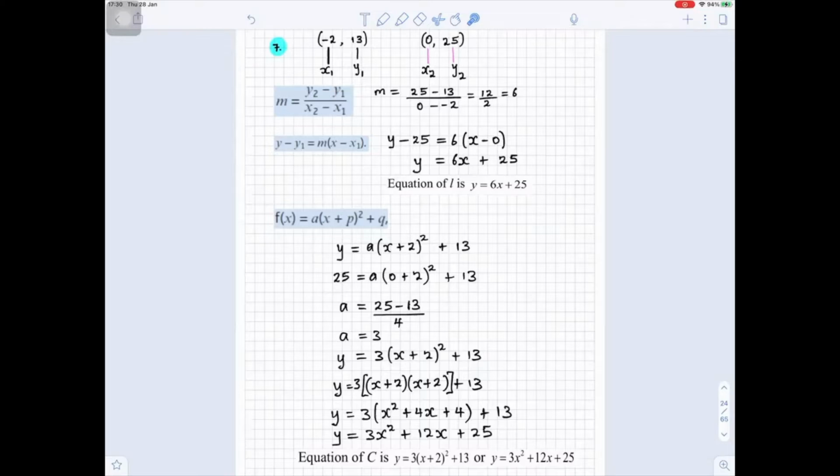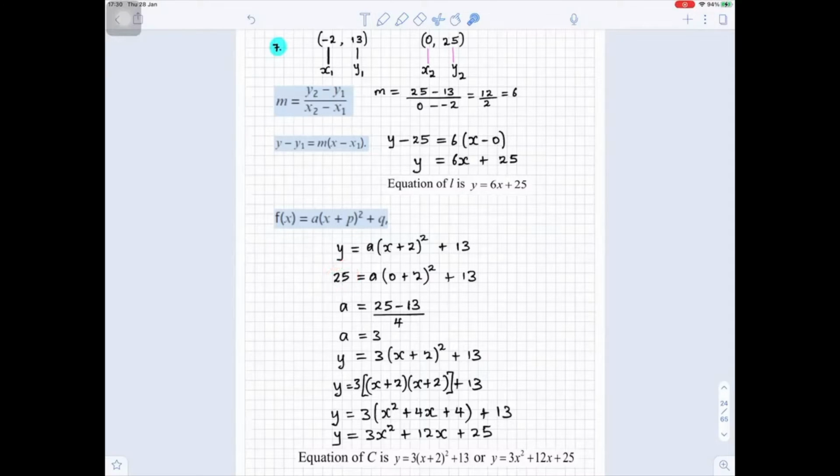Now, what we want to do now, we use this equation to complete the square. So we have y equals a bracket x plus 2 all squared plus 13, because the minimum point is minus 2 and 13. So y is 25 and x is 0. So you substitute that in: 0 plus 2 squared plus 13, and 25 on the left hand side.